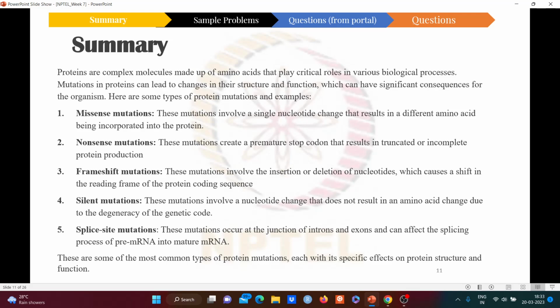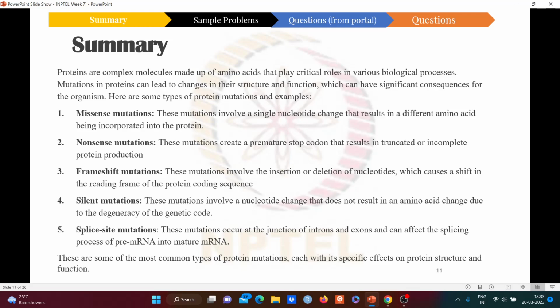Next is the frameshift mutation, which involves insertions or deletions of nucleotides, which causes a shift in the reading frame of a protein coding sequence. Frameshift mutations can lead to changes in the amino acid sequence and loss of protein function. The famous example for frameshift mutation is sickle cell anemia, where insertion of a single nucleotide in the HBB gene develops a truncated beta globin protein, which leads to sickle cell anemia.